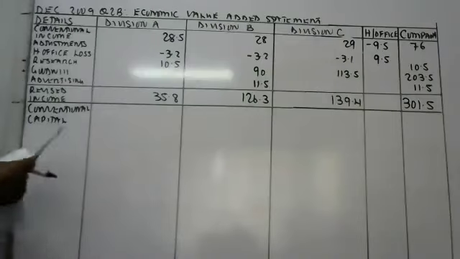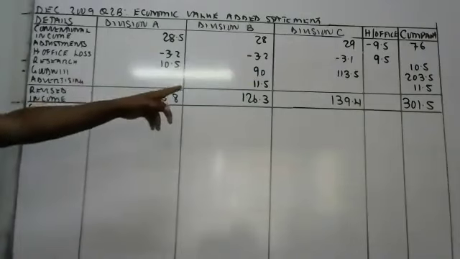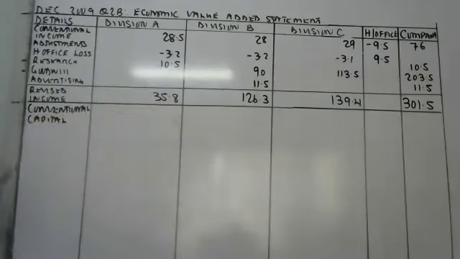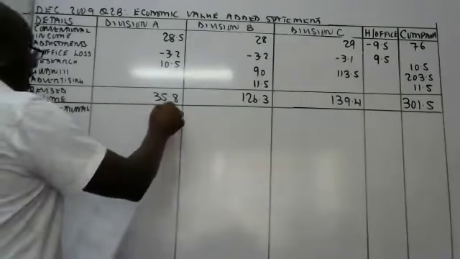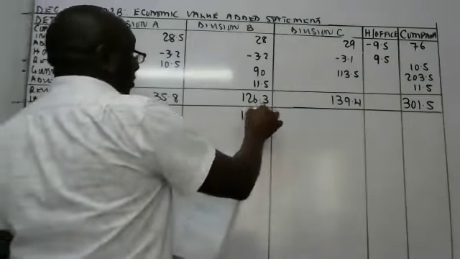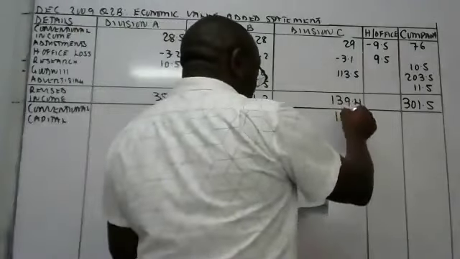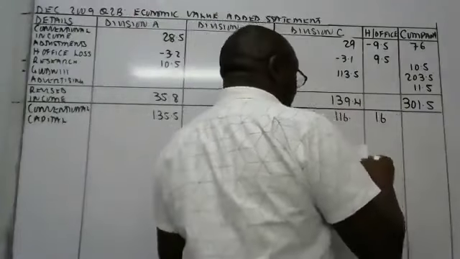Now, the next thing is the conventional capital. You see here I am using the word capital. The other question we were answering used the word assets. Now these assets or this capital is what they have given there: total assets less current liabilities. We are on 135.5, 119.5, this other one is 116, and this one has 16. Total is 387.